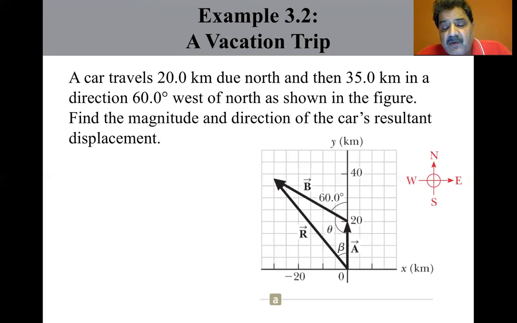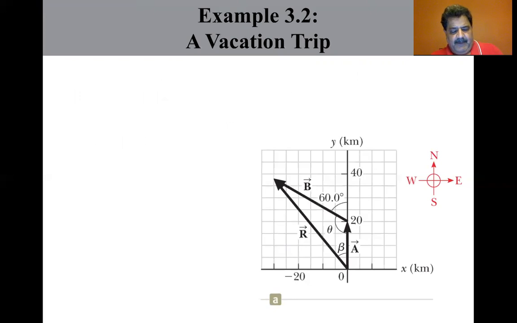Okay, now let's categorize. We can categorize this example as a simple analysis problem in vector addition. The displacement R is the resultant when the two individual displacements A and B are added. We can further categorize it as a problem about the analysis of triangles. So we appeal to our expertise in geometry and trigonometry.